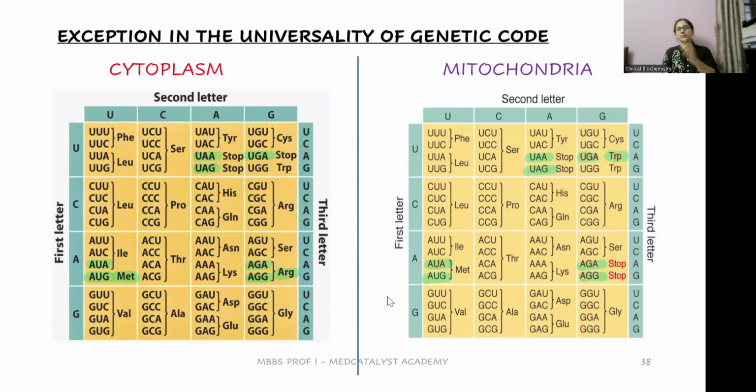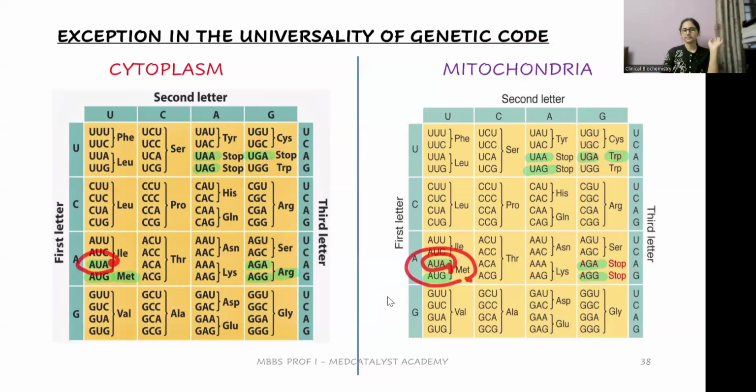So what are the differences between cytoplasm and mitochondrial genetic codes? UAA, UAG, UGA are stop codons here, but in mitochondria UAA, UAG, AGA, AGG are going to be the stop codons. AGA and AGG are stop codons in mitochondria, but in cytoplasm they code for arginine. UGA is a stop codon in cytoplasm, but codes for tryptophan in mitochondria. Methionine has only one codon in cytoplasm, but 2 codons in mitochondria. The other codon coding for methionine in mitochondria codes for isoleucine in cytoplasm.